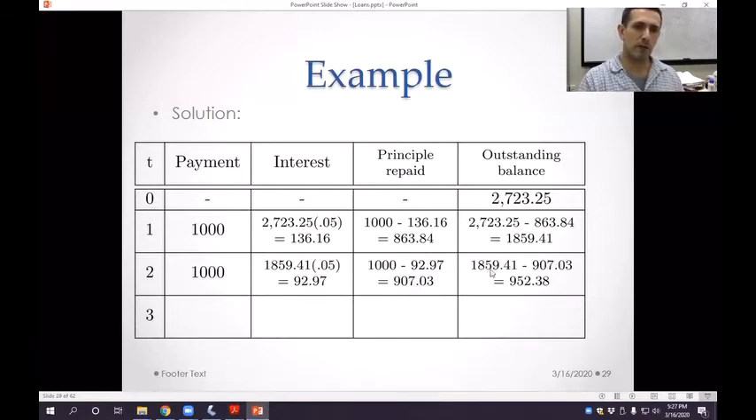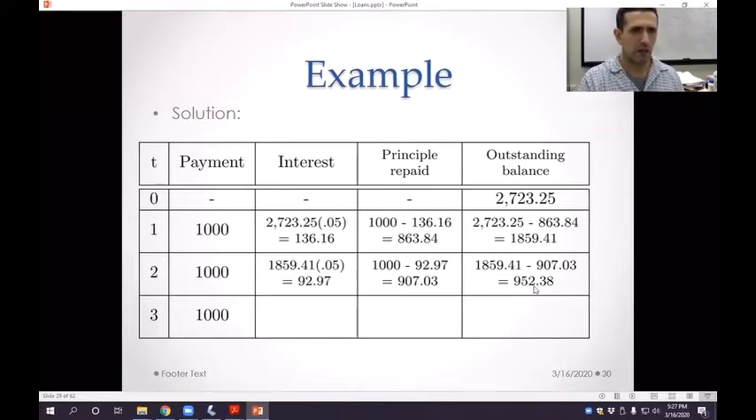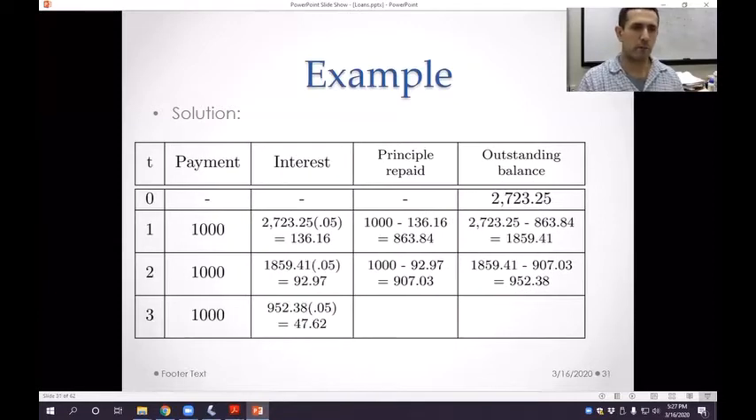Okay, so you subtract this off. You use the 907.03 to chip away at your principal. So now you owe 952.38 at the end of the second year. Okay, and that's how much, if you had the money, you could pay the loan off with at the end of the second year.